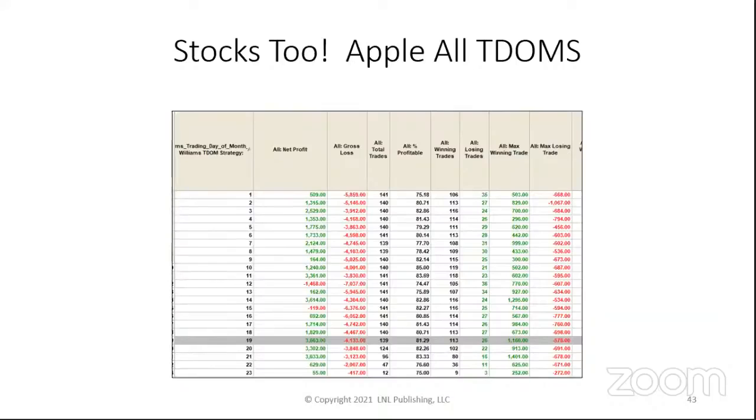Question: when testing for 19 years, is there any impact from the change to electronic markets for the S&P? No. In futures, the electronic market, we're going back about 20 years, so we're okay with that.